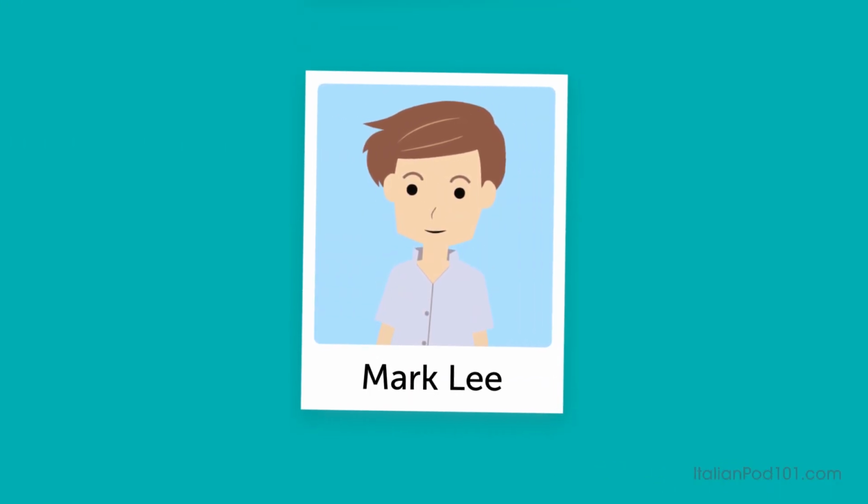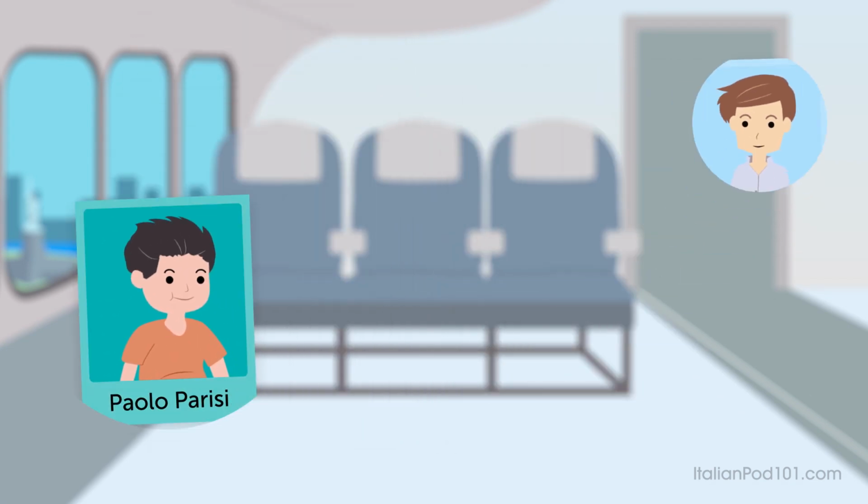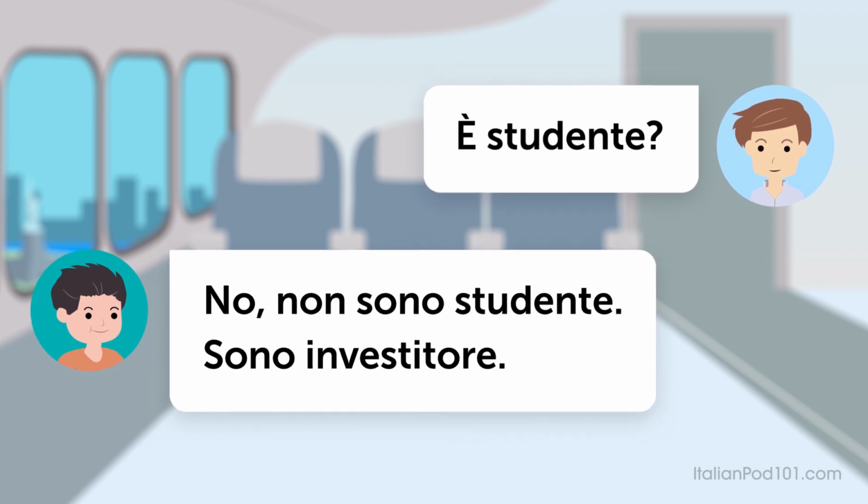In this lesson, you learn how to talk about your occupation in Italian. This is Mark Lee, and he's on a plane to Italy. He asks the passenger sitting next to him, Paolo Parisi, "Are you a student?" È studente? Listen to the conversation and focus on Paolo's response. Note, the speakers in this conversation use formal Italian. Ready?